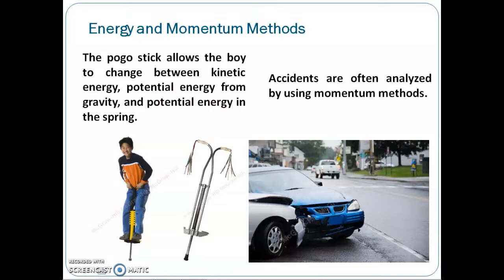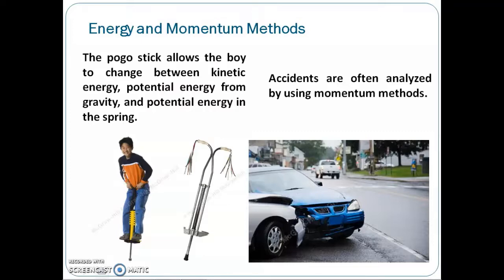Take these two examples. The pogo stick allows the boy to change between the kinetic energy, the potential energy from gravity, and the potential energy in the spring. So in this particular application, we do not have the acceleration information, right? So it's easier to represent or to solve this particular problem in terms of energy methods, or here to be exact, work energy methods.